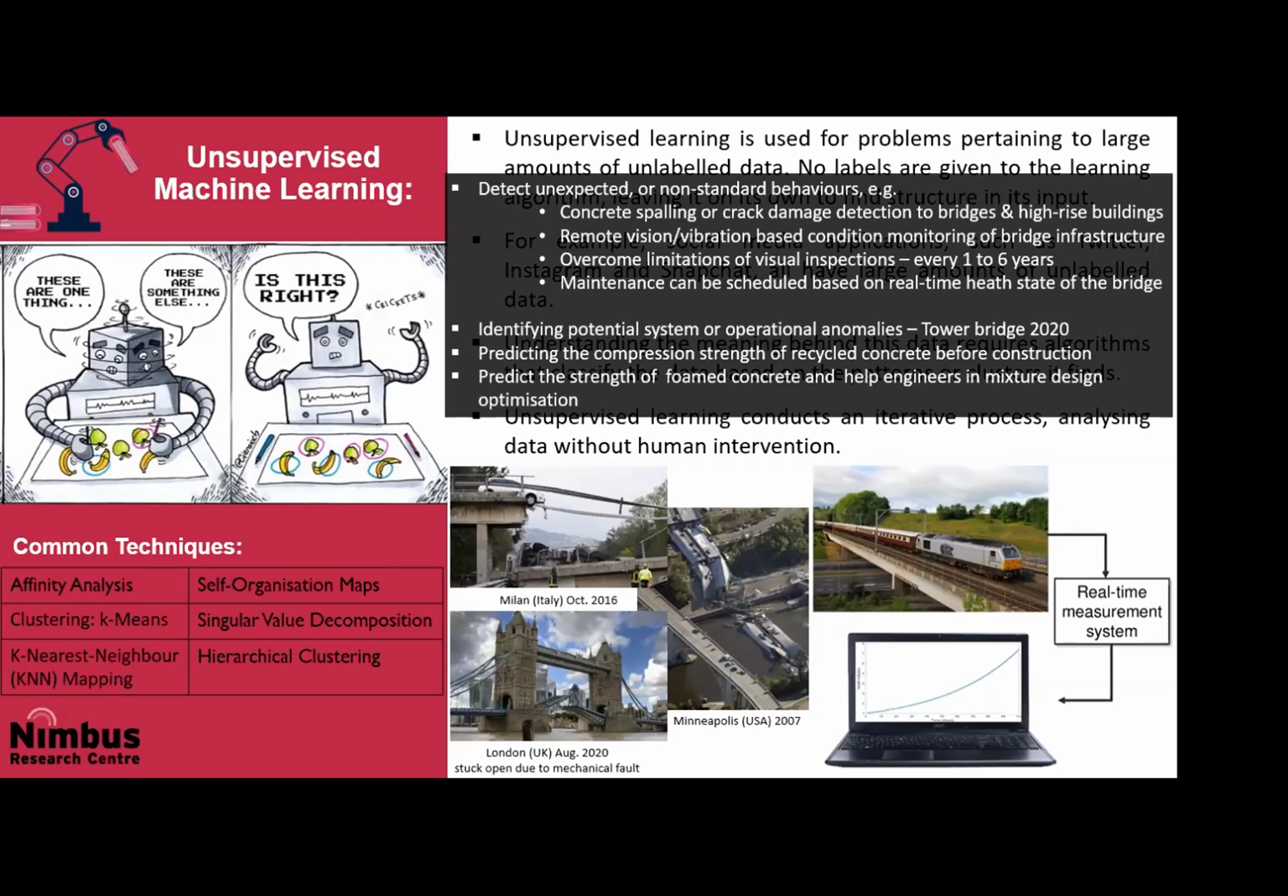Within engineering, for example, it can be used to detect unexpected events. In 2007, we saw the sudden collapse of a bridge in Minneapolis. In 2016, we saw the sudden collapse of a bridge in Milan. Unsupervised methodologies are well placed at identifying non-standard behaviors for a particular item. Obviously, bridge collapses are, you hope, not a standard situation.